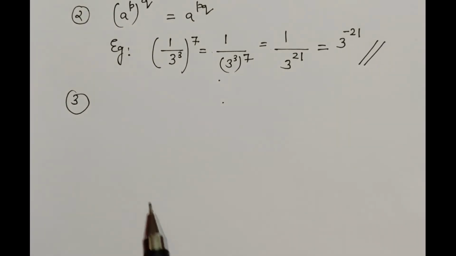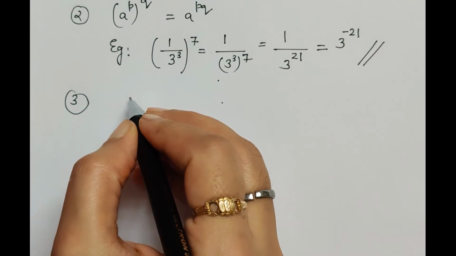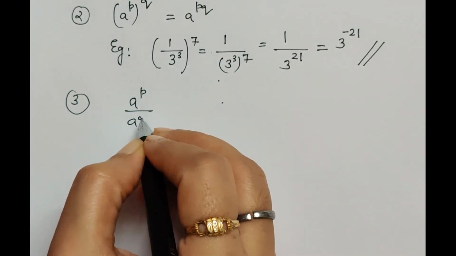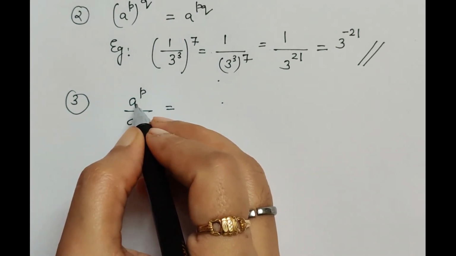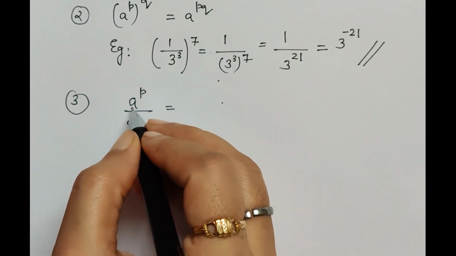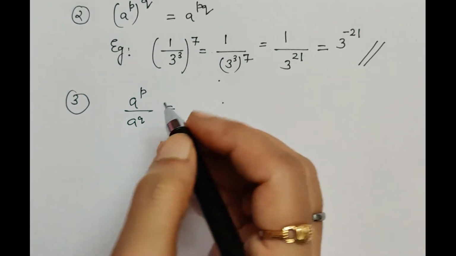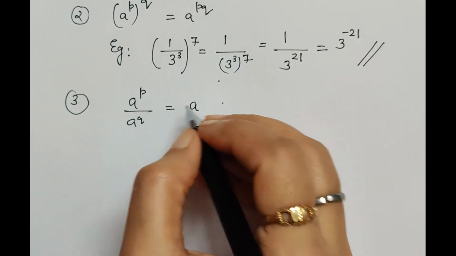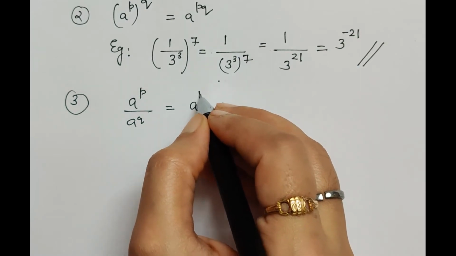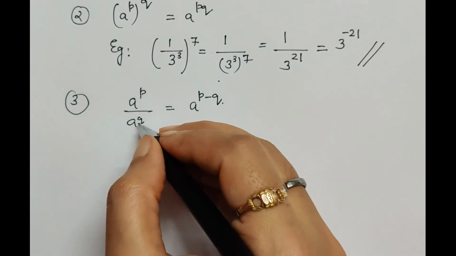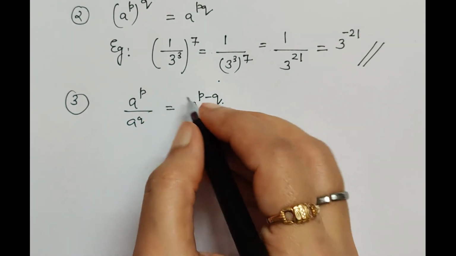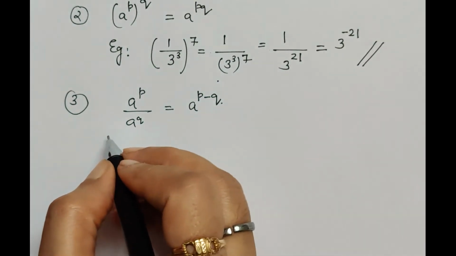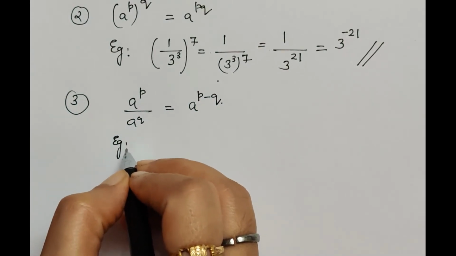Now let's consider the third law of exponent, which is a to the power p upon a to the power q. Here we can see in the numerator and denominator base is same, a, with different power. So here what we do is we simply subtract the powers, that is p minus q, in this way. The denominator's power gets shifted to the numerator's power with negative sign. So let us understand it again with an example.